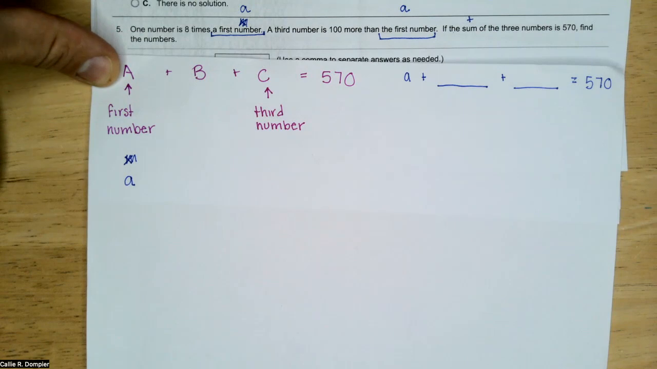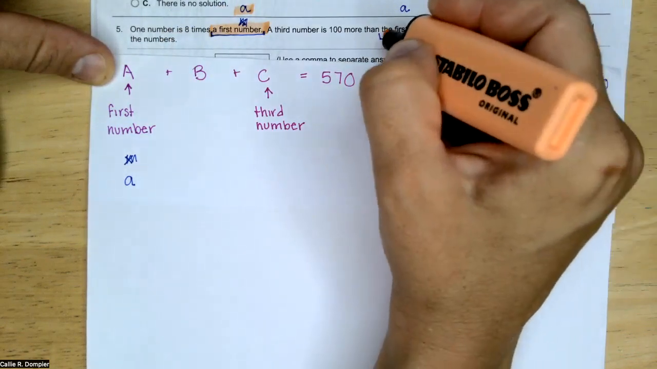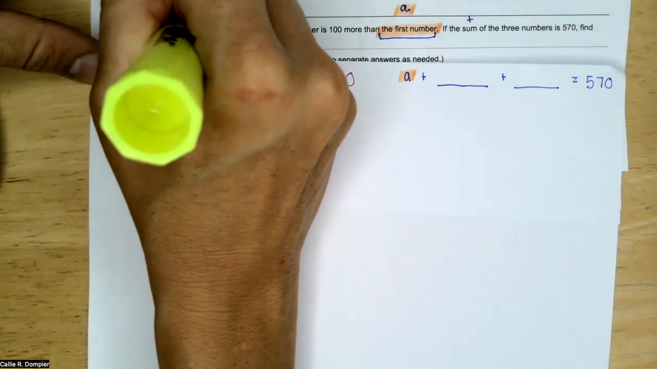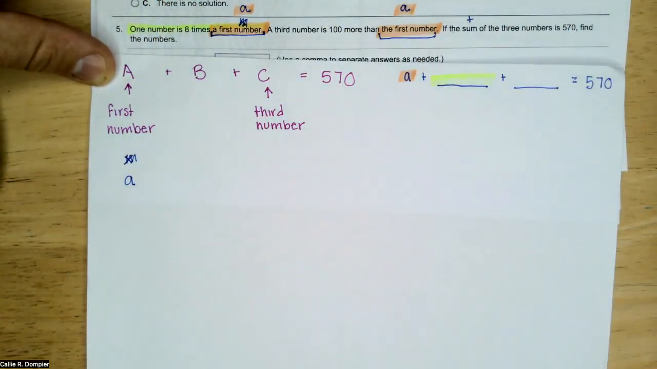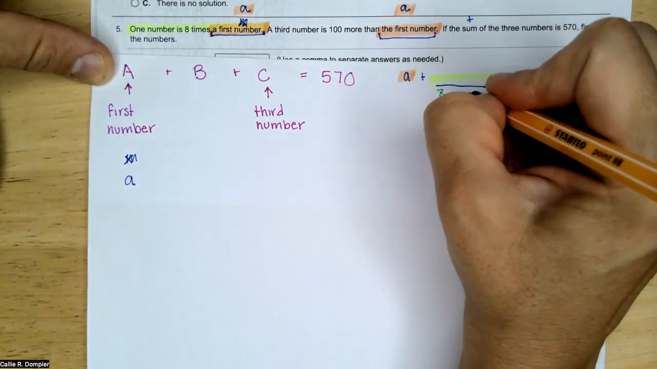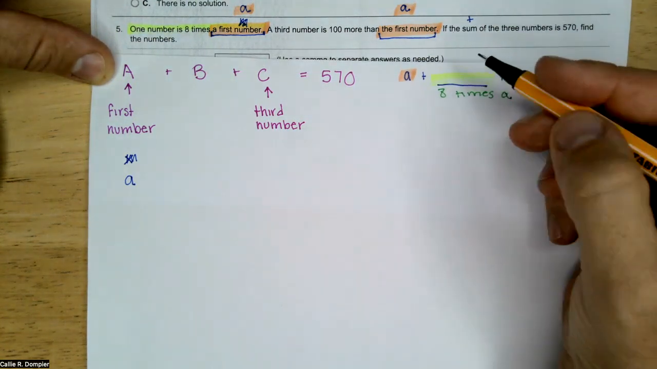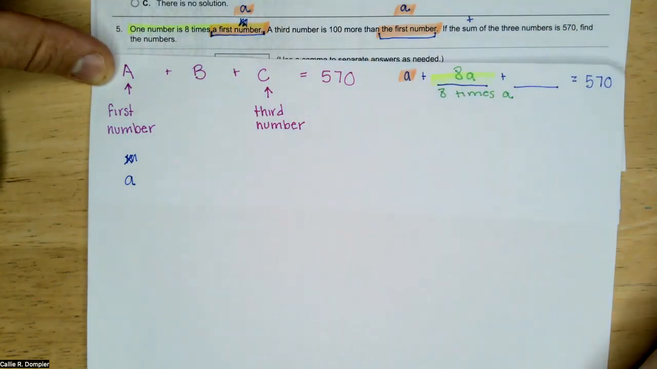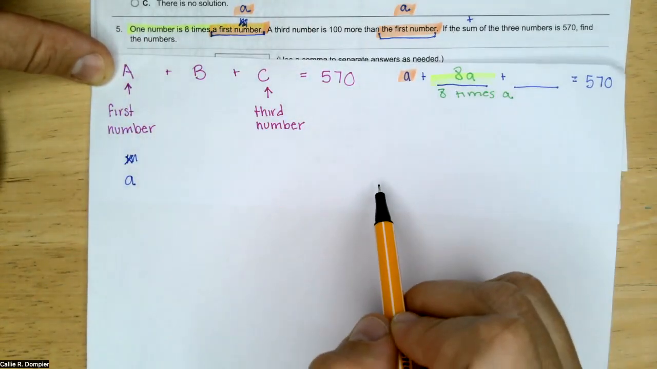Let me show you what I mean. A is a first number, or the first number, okay? That's A. Now we have one number. One number is 8 times a first number. That's this guy. But we know a first number is A. So one number is 8 times A. Is that okay? Because a first number we called A. One number is 8 times A, so that's 8A.